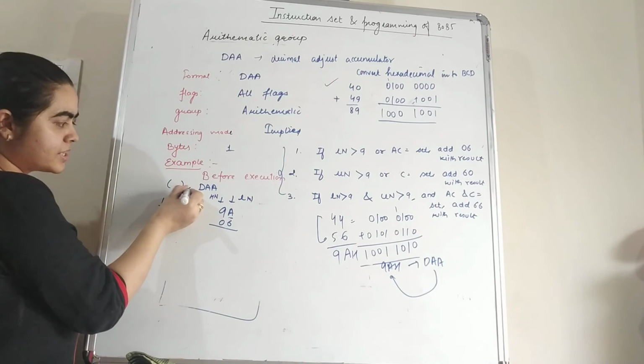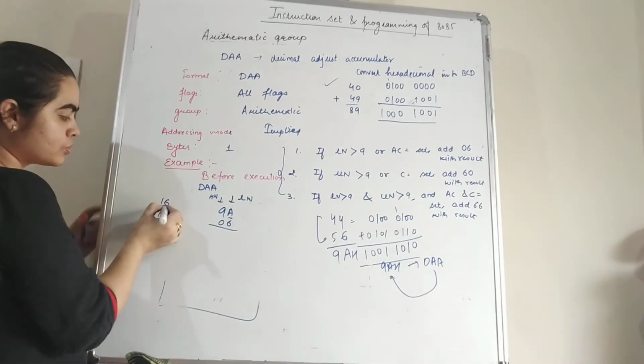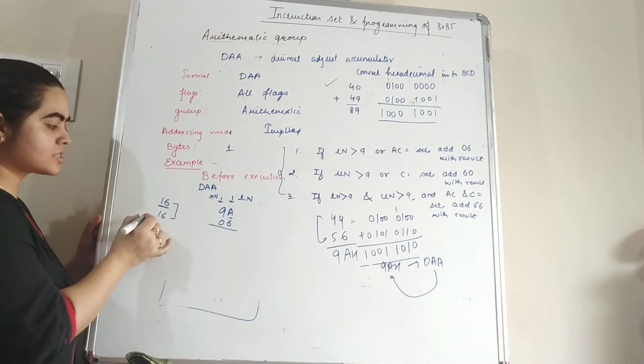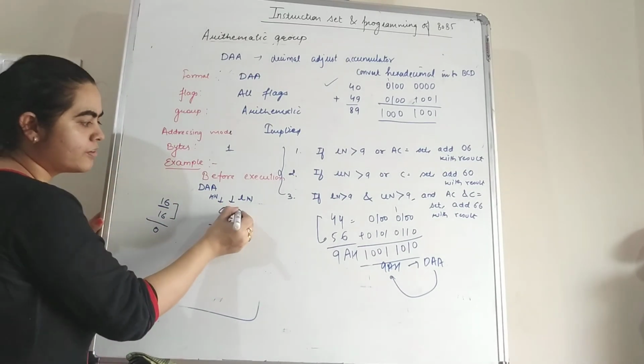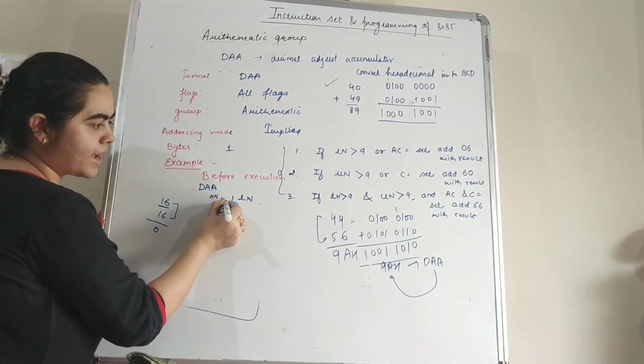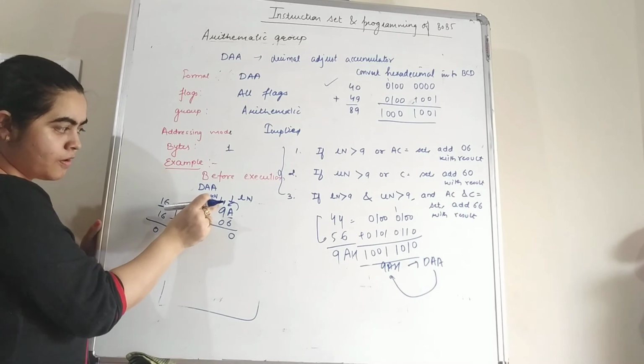So we can represent hexadecimal as 16 and we have the 16 hexadecimal number. So if we subtract 16 from 16, then the result is 0. So here we can write 0 and we can take a carry as 1. So if we take carry as 1, then 1 is here.